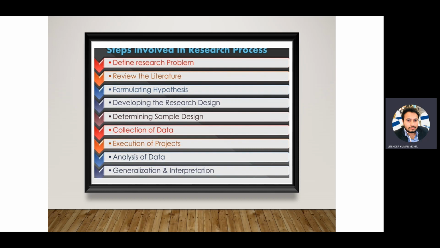First one is define the research problem. Then we go for the review of literature and formulating the hypothesis. Then we develop the research design. After that, we determine the sample design, the collection of data, execution of the project, and analysis of data. And the last one is generalization and interpretation. So these are the steps we will discuss in detail, one by one.